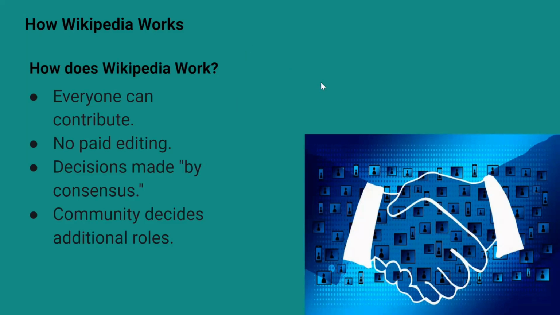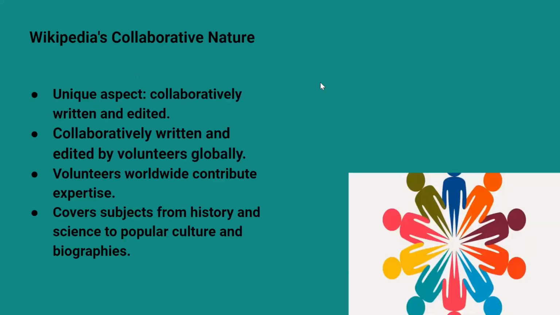So moving to the next slide. Wikipedia is collaborative in nature. The first aspect of Wikipedia being collaborative in nature is that it is collaboratively written and edited. Wikipedia is not written by just one person or by people from a particular region. It does not just stay on one person or one country.